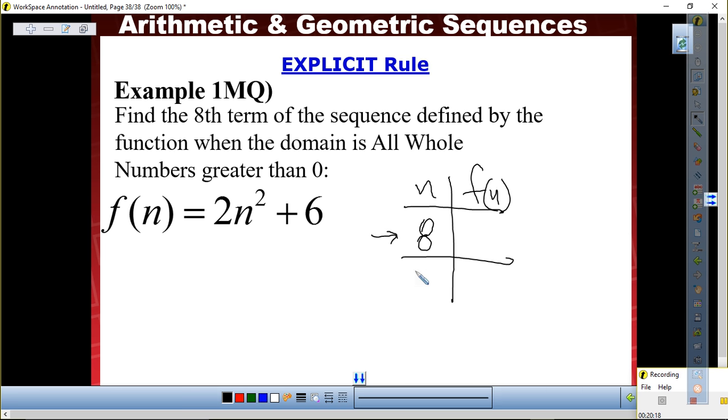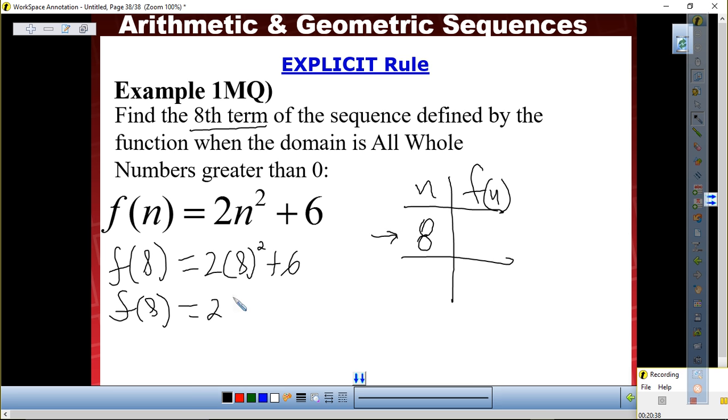8. Why 8? Because they're only asking us to find the 8th term. Do they ask us to find the first 4 terms? No. Therefore, we use this one, f of 8 equals 2 times 8 squared plus 6. F of 8 equals 2 times, what is 8 squared? 64 plus 6. F of 8 is 2 times 64, that's 128 plus 6.